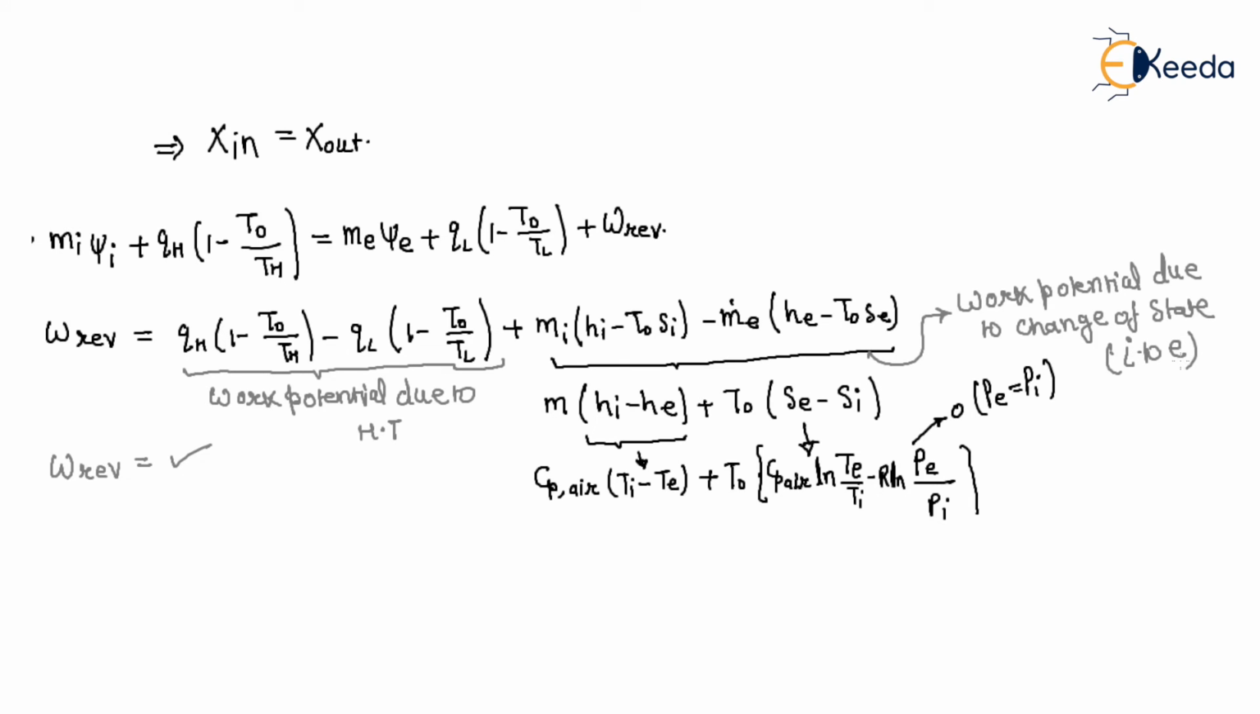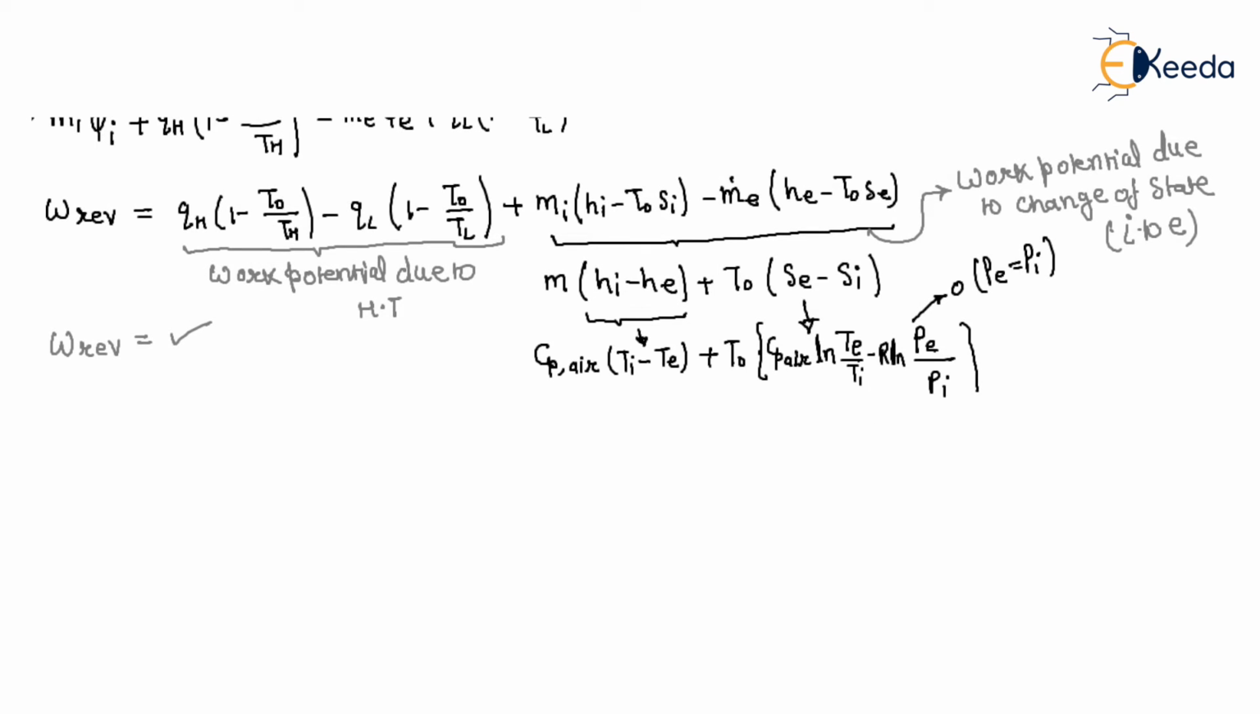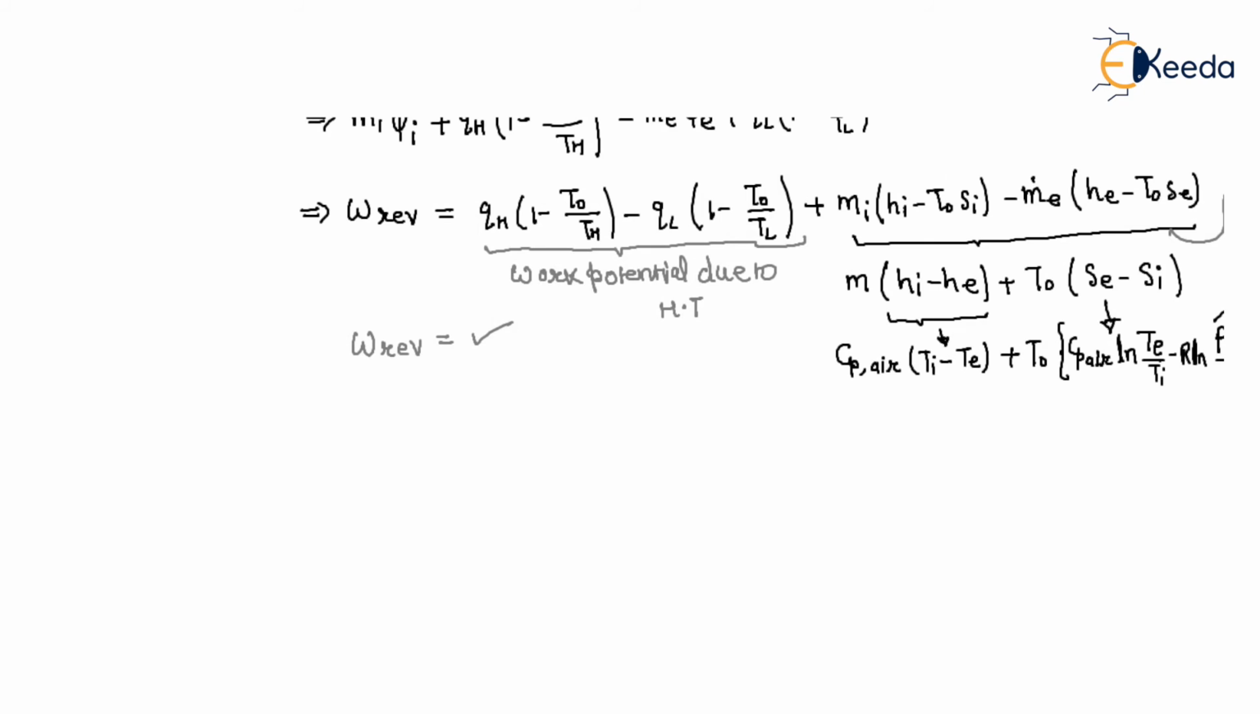So you have reversible work, so you can easily find the second law efficiency. So what is the second law efficiency? Eta second law efficiency is what? Actual work divided by reversible work. So you have actual work, you have reversible work, that means 67.2%.